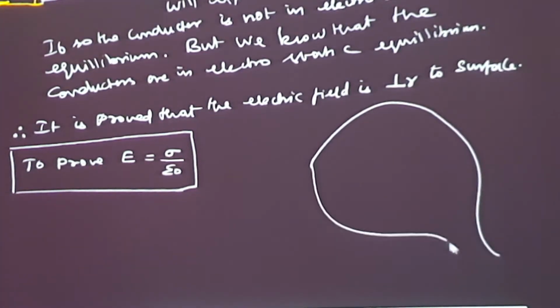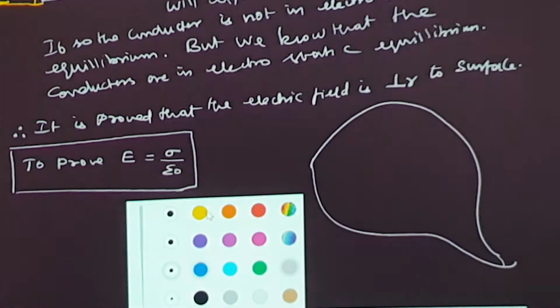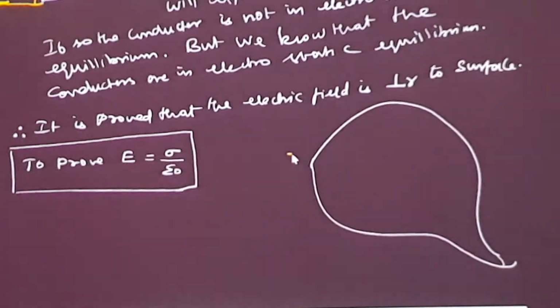I am considering a conductor of this shape. In this conductor, you consider a Gaussian surface in the form of a cylinder embedded inside the conductor. So part of the Gaussian surface is outside and another part of the Gaussian surface is inside. It is piercing inside the conductor, and another part of the Gaussian surface is available outside.